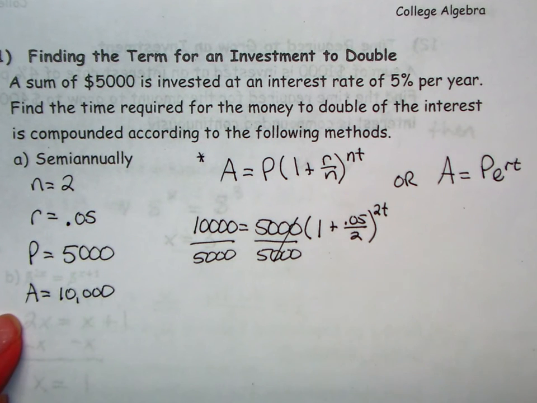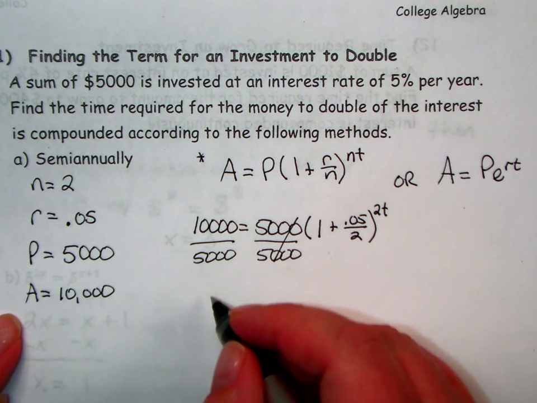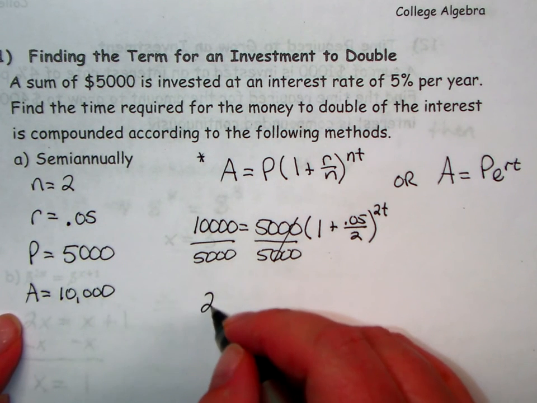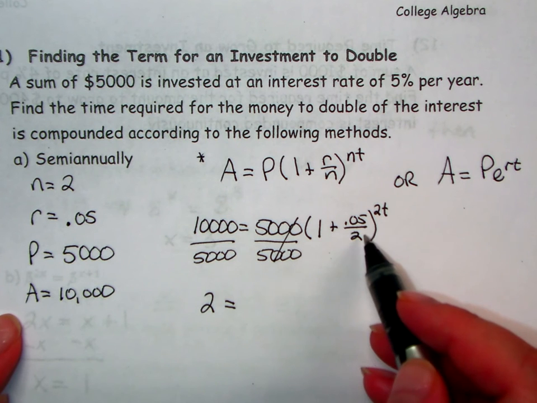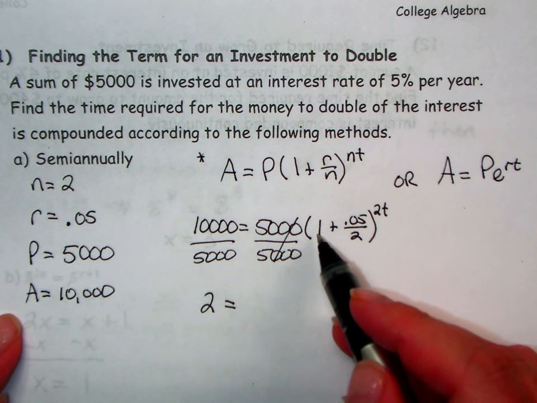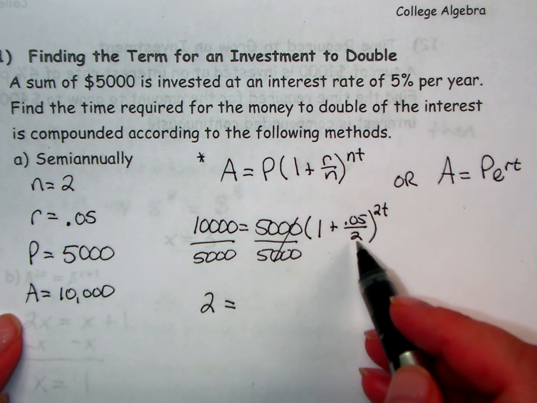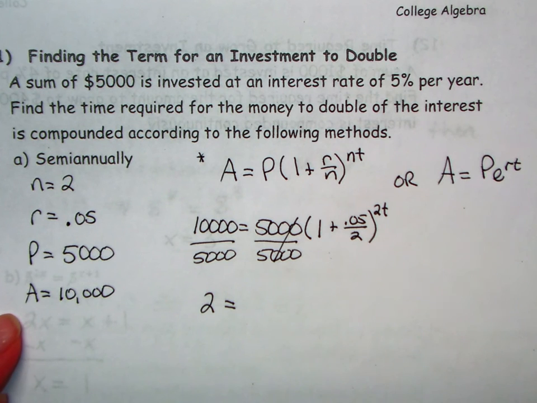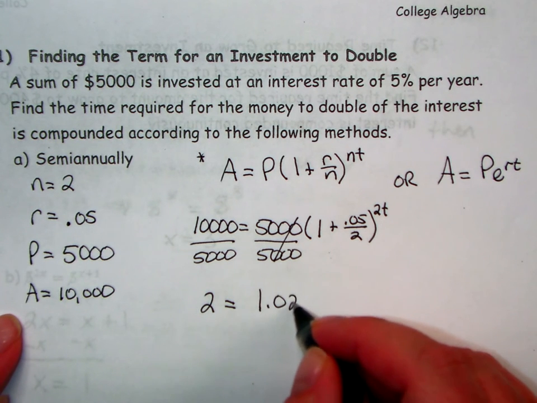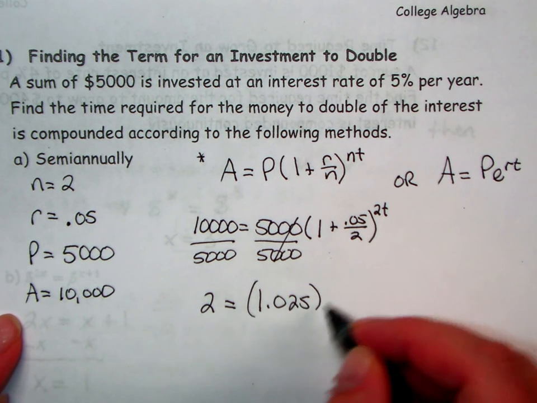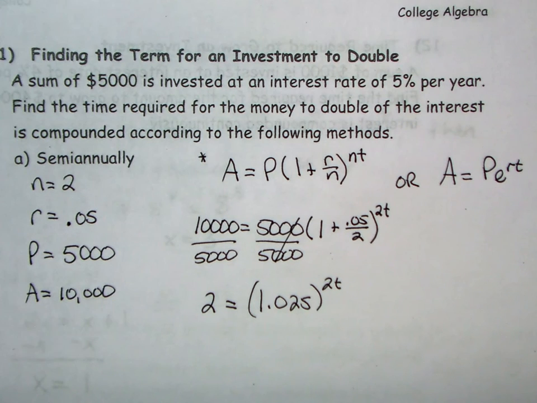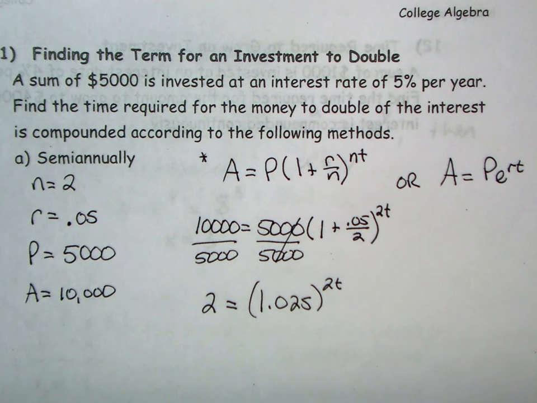So the 5,000s will cancel on the right. 10,000 divided by 5,000 is 2. I'm going to go ahead and simplify the parentheses in here. Half of 0.05 is 0.025, and so I'm going to get 1.025 raised to the 2t. Okay, so we're really getting 2.5% interest every 6 months.